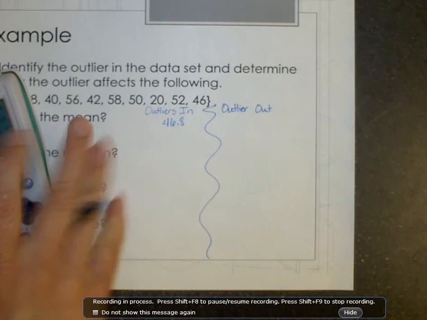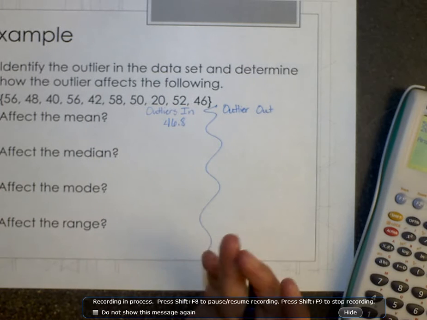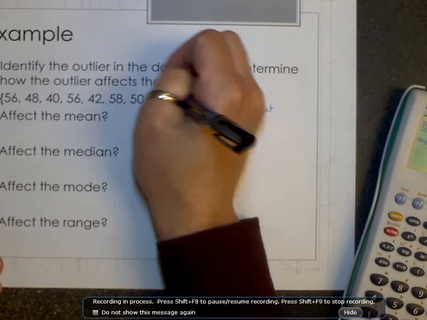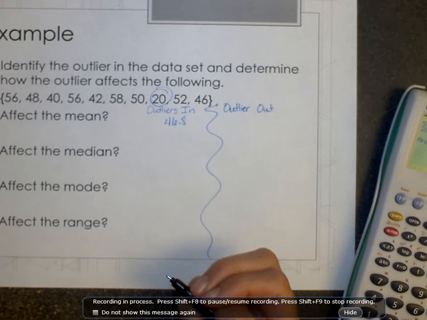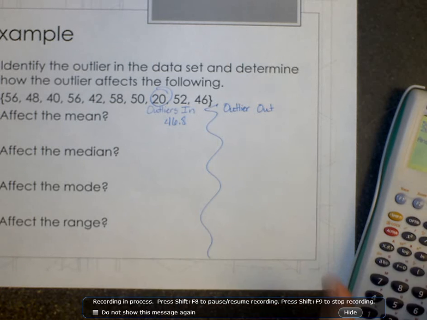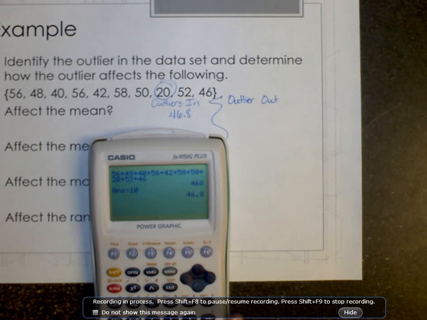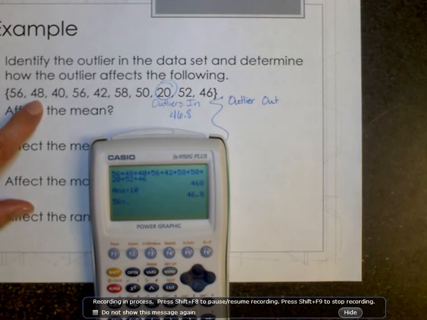Okay, so then let's glance at this. Well, what is our outlier? Our outlier looks like it's 20. 20 just doesn't seem like it belongs with the rest of these numbers. So what is our mean if we take the outlier out? So we go 56 plus 48 plus 40 plus 56 plus 42 plus 58 plus 50 plus 52 plus 46.